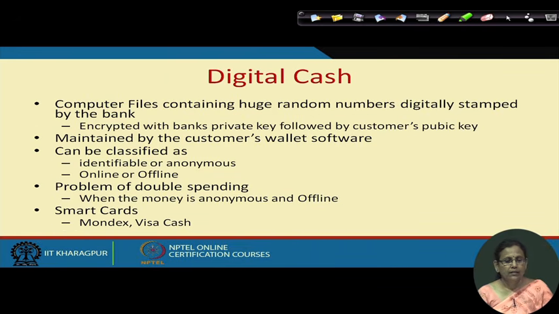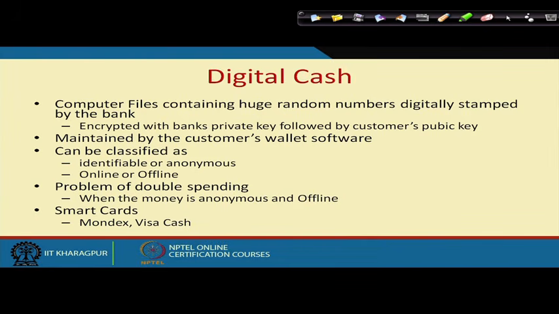Then the corresponding digital equivalent of cash is called digital cash. This digital cash is computer files containing huge random numbers digitally stamped by the bank. They are encrypted with the bank's private key, followed by the customer's public key. So, because it is finally encrypted by the customer's public key, only the customer who has got the money can decrypt it using the customer's private key, and use it. Now, because it is encrypted with the bank's private key, if somebody knows the bank's public key, then it is verified that the bank has actually given this money to the customer.